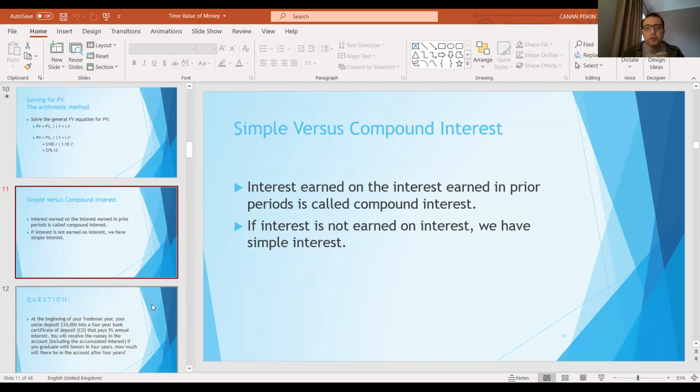As I told you, interest earned on interest is called compound interest, right? If there isn't any, we call it simple interest. So if it's a 1-year return without any interest on interest, then it's simple. But if it is compound, then it means that you are getting interest on interest, right?